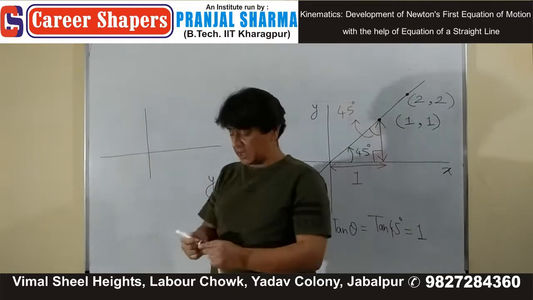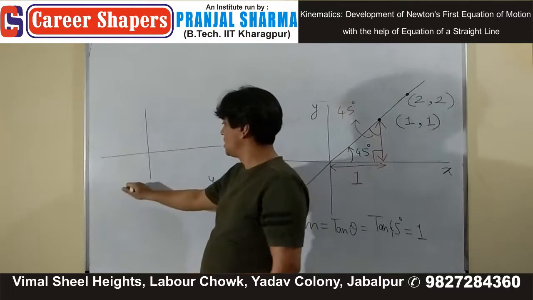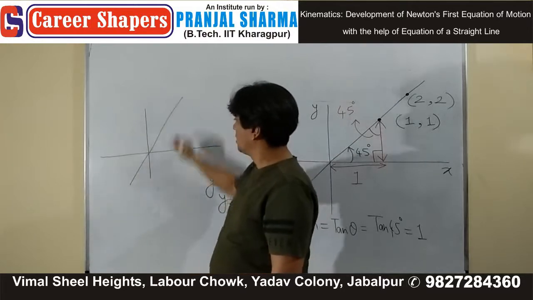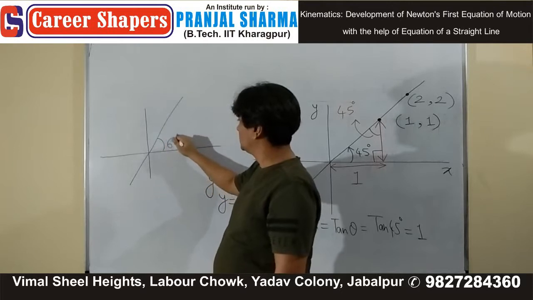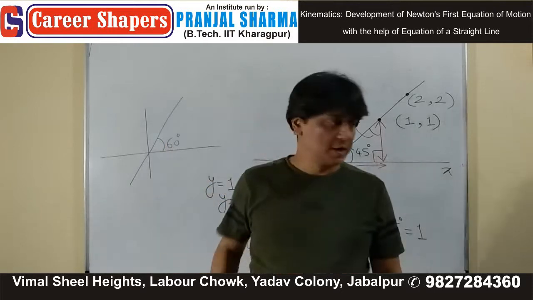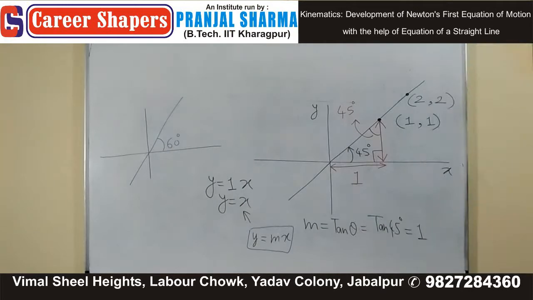A line makes an angle of 60 degrees with x-axis. Write down the equation of this line in the comment box.